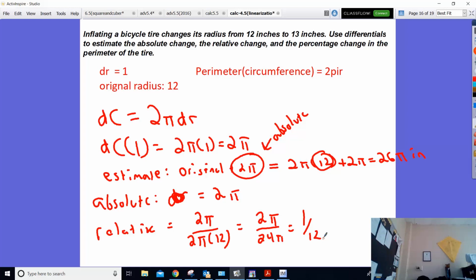Everything's set up. As a decimal, that's really, really close to 0.08. I don't remember what's after the 0.08. Probably a 3. It is. It's a 3 that goes on for the rest of its life. 0.083 for the rest of its life. That's the relative change, 0.083.